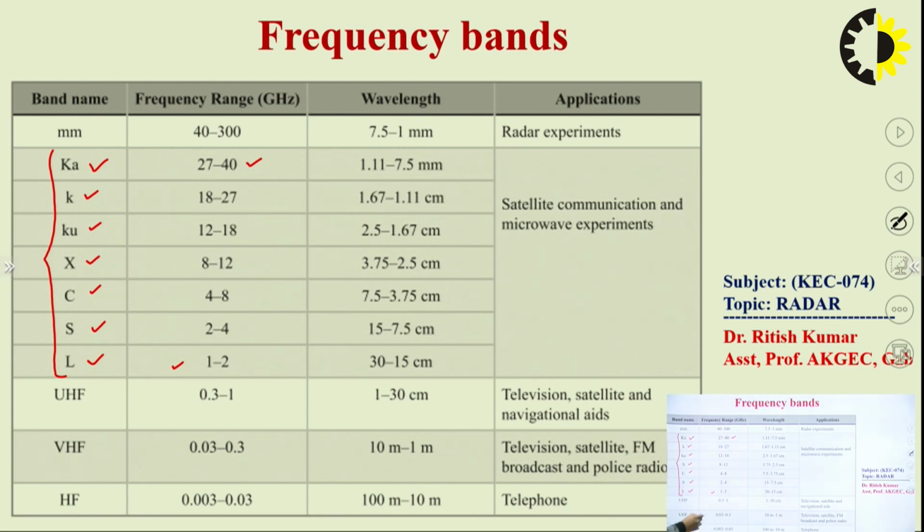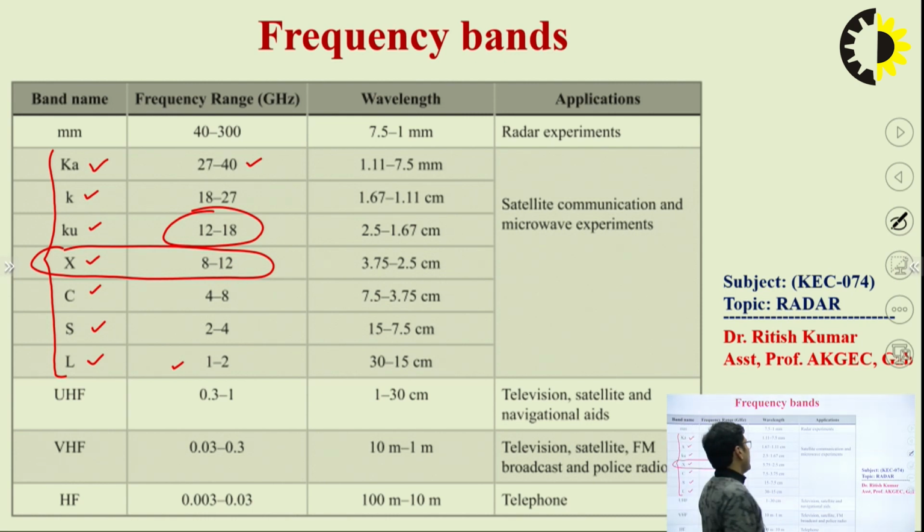For the L band, it has the value of 1 to 2 gigahertz. For S band, it is 2 to 4 gigahertz. Similarly, for C band, 4 to 8 gigahertz. X band: in our laboratory we have mostly done the experiments within this range, that is 8 to 12 gigahertz, and that band is known as X band. Now the Ku, K and Ka bands. Ku band, 12 to 18 gigahertz, is mostly used from the satellite communication point of view. That's why we have mentioned the application here, satellite communication and microwave experiments.